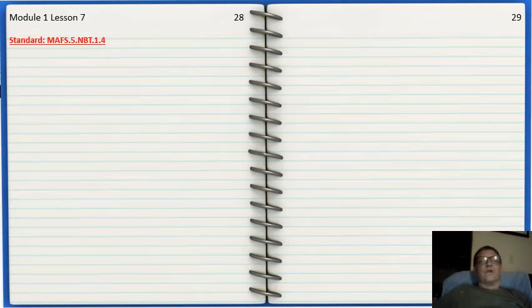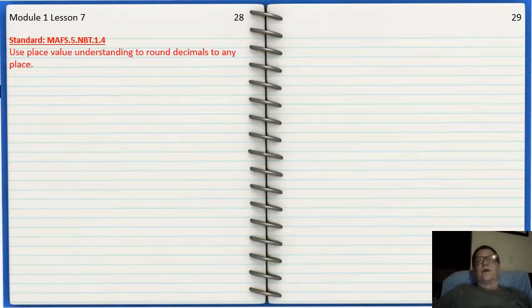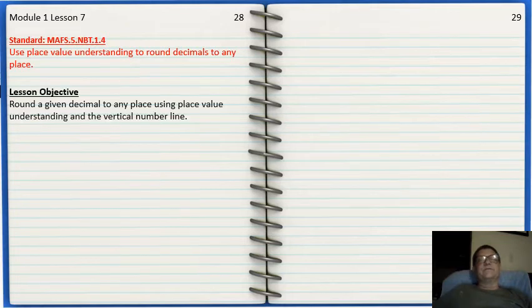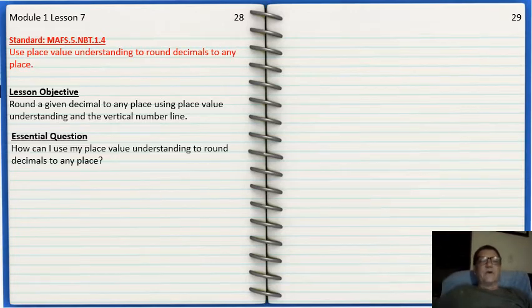All right, our standard is actually MBT 14, and it's in red because I'm not expecting you to have to write this down in your notes. I'll have it up on the board. But we're going to use place value understanding to round decimals to any place. Now, our lesson objective, I do expect you to write this down, is to round a given decimal to any place using place value understanding and the vertical number line. And I'll show you what the vertical number line is shortly. Our essential question, how can I use my place value understanding to round decimals to any place?